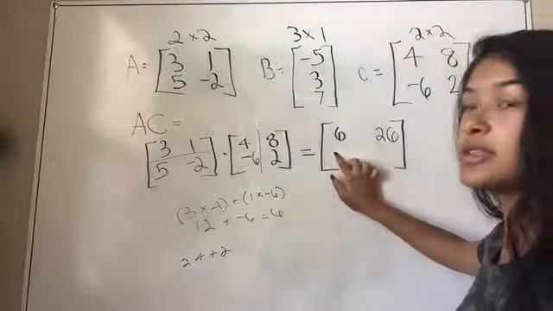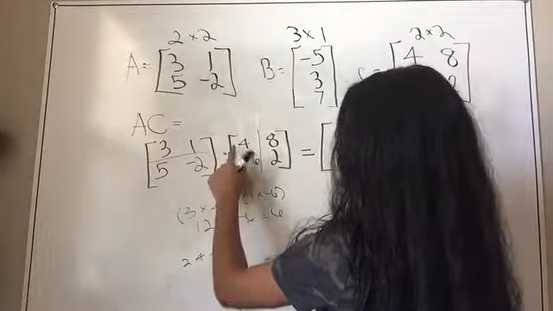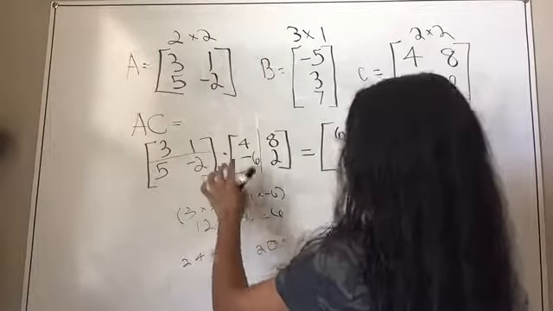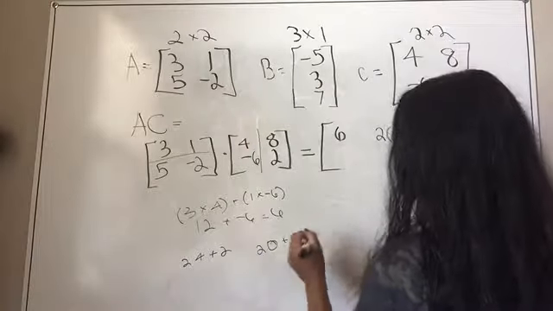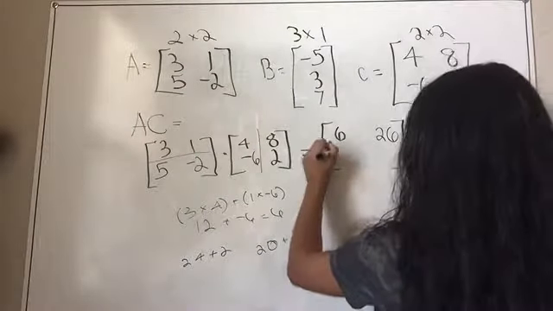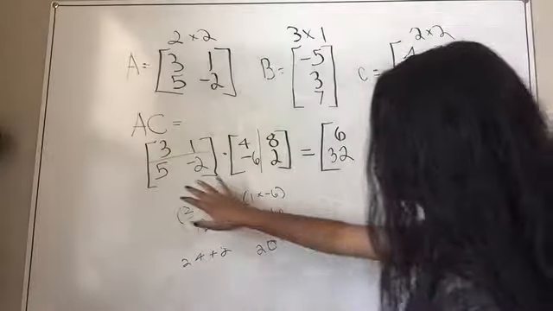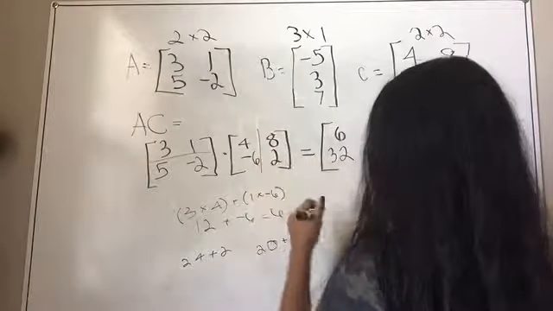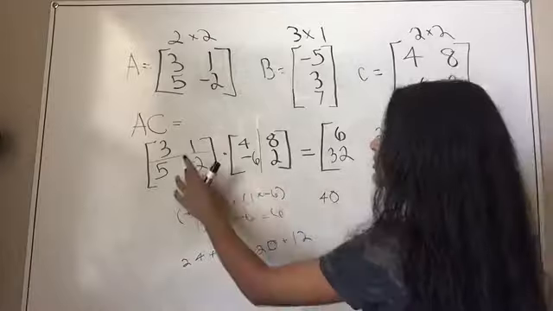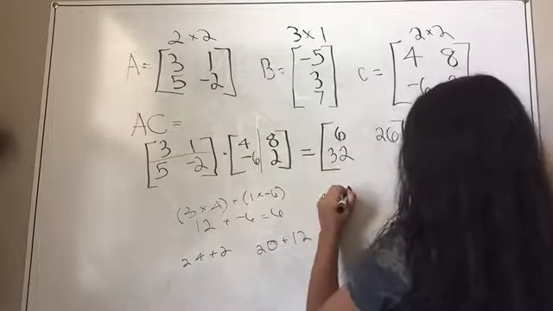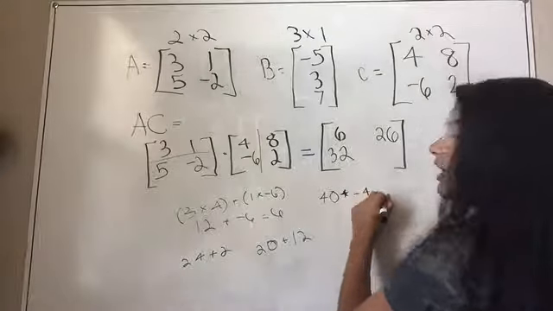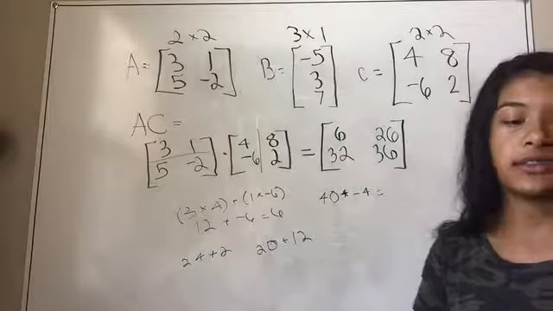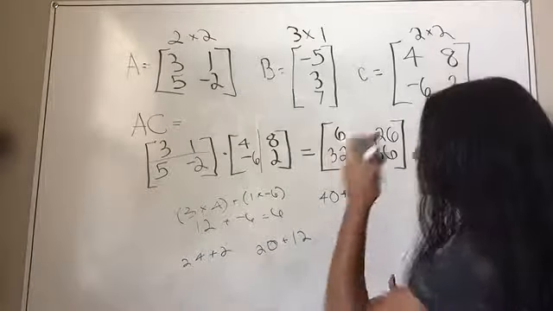So we're going to be looking at this number here. We're going to do 5 times 4, which is 20, plus negative 2 times negative 6, which is 12, and we get 32. And now we're doing bottom row, right column. So we have 5 times 8, which is 40, plus negative 2 times 2 is negative 4, and 40 plus negative 4 is 36.